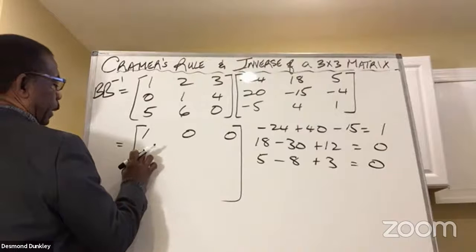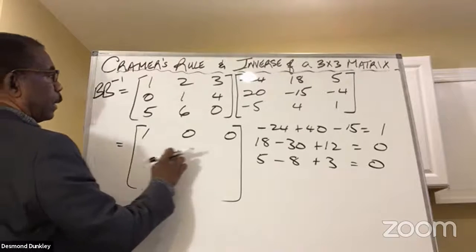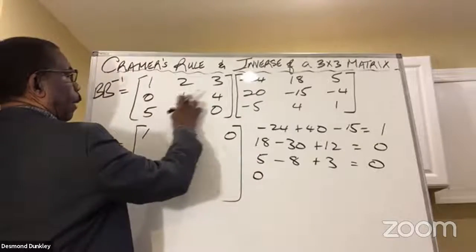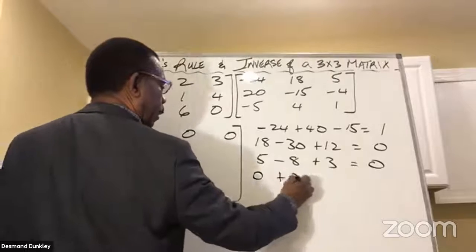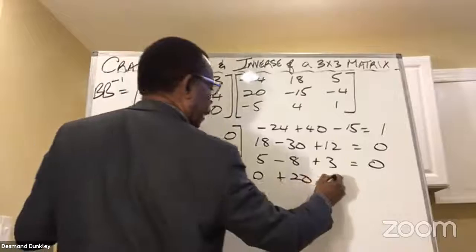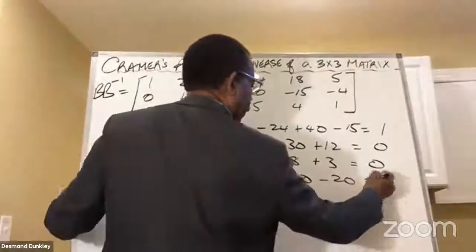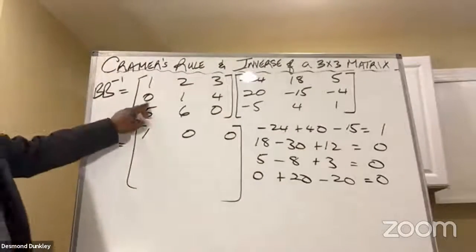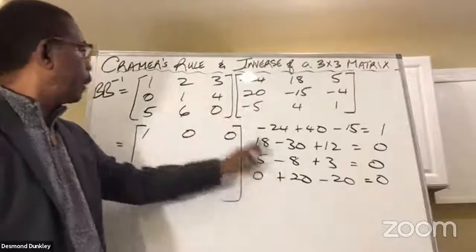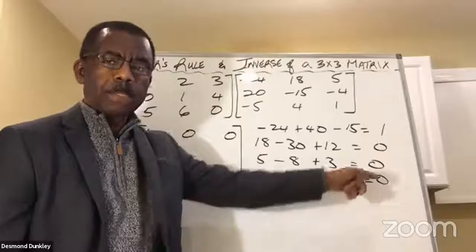So now we're into the 2, 1 entries. The second row, first column. So it's going to be 0 times negative 24 is 0. Then 1 times 20 is 20. And then 4 times negative 5 is negative 20. And that you can see is going to give us 0. Let's double check. 0 times negative 24, 0. 1 times 20, 20. 4 times negative 5, negative 20. 20 take away 20, 0.